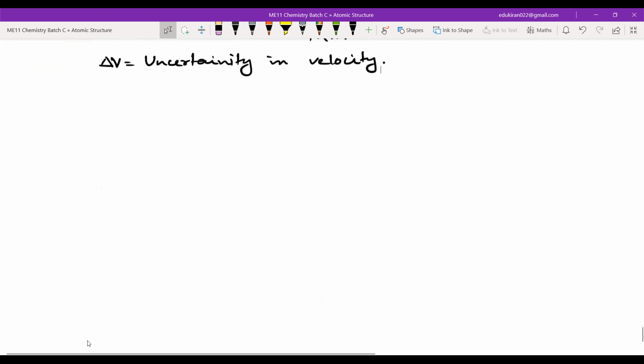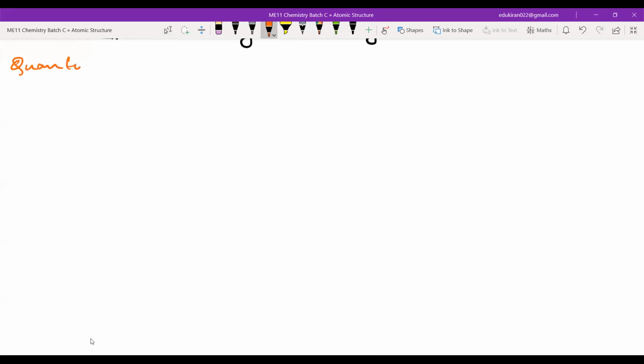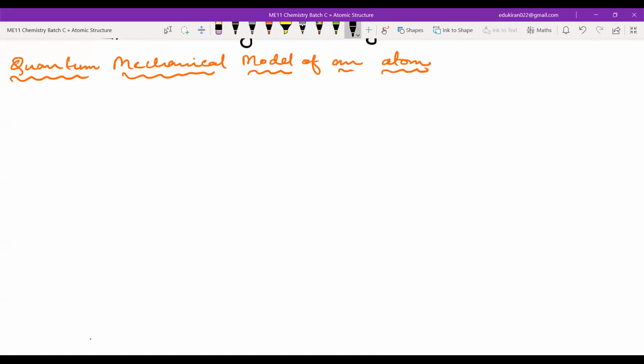Now, write the last part, that is the wave mechanical model of an atom, or quantum mechanical model of an atom. There are multiple points of this quantum mechanical model, but you have to learn and remember only a few points. Write the first point regarding the quantum mechanical model.